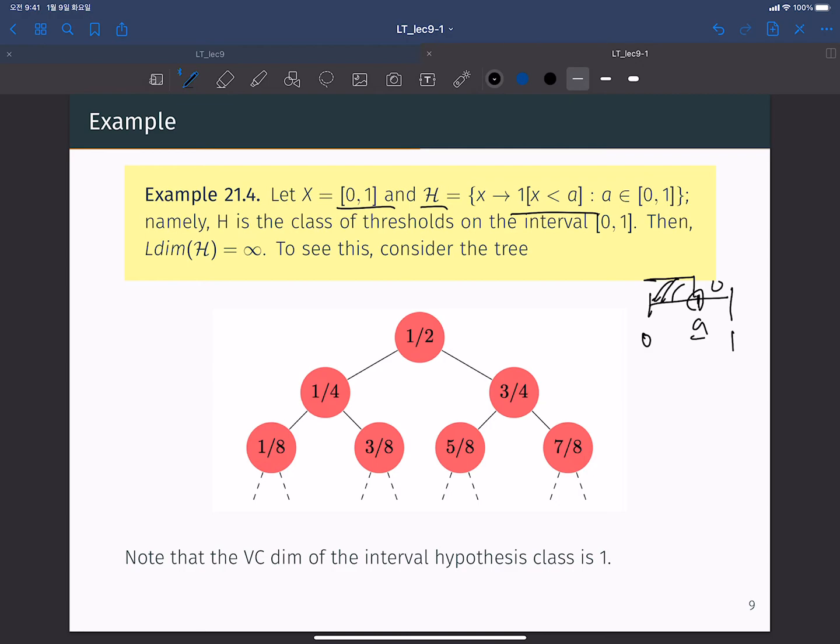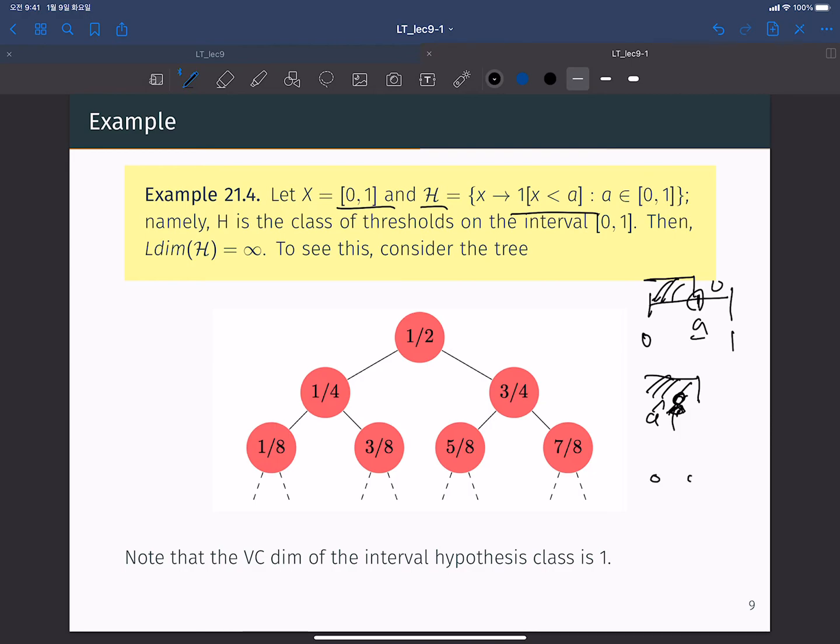Then this hypothesis class has VC dimension of 1. Why? When we have this single instance, we can make its output 1 by using A strictly bigger than this point. We can make the output 0 by using A less than this point. So we can make both 0 and 1 for any single given instance.